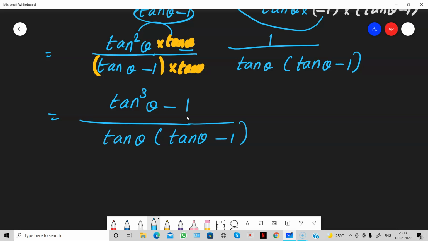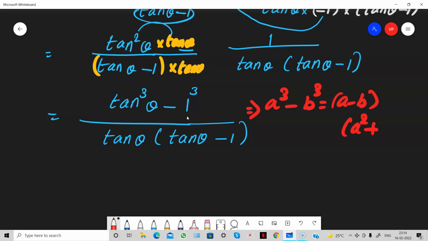Look at the numerator. Look at the algebraic identity which we discussed earlier. You can write it as a cube. What is this identity? This is like a cube minus b cube, which is equal to a minus b times a square plus ab plus b square.